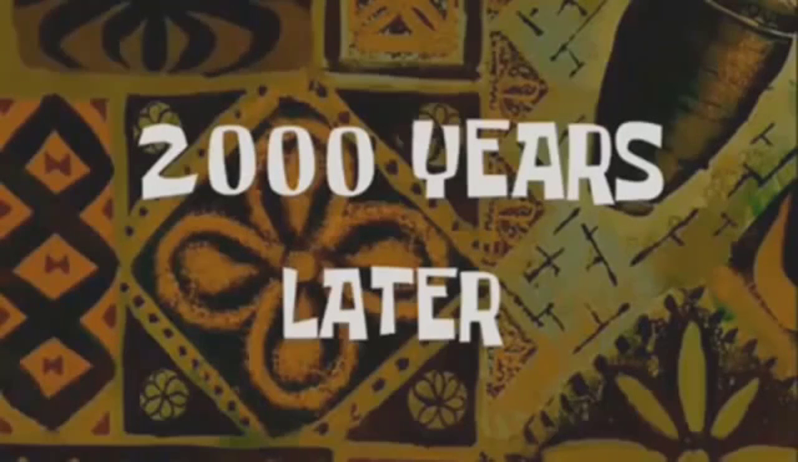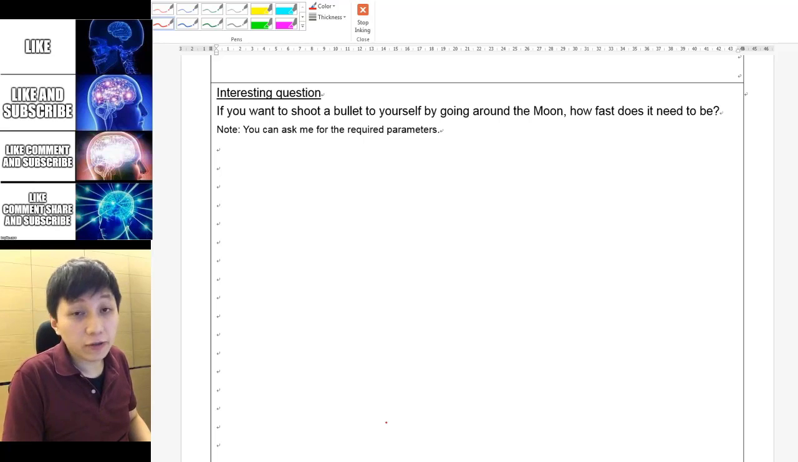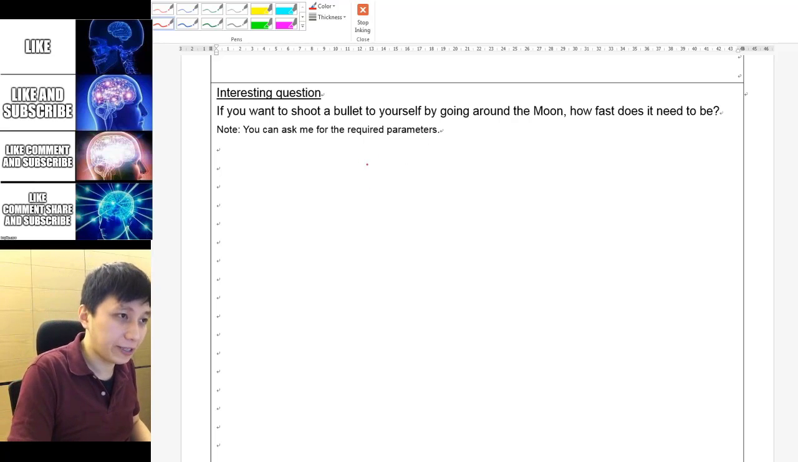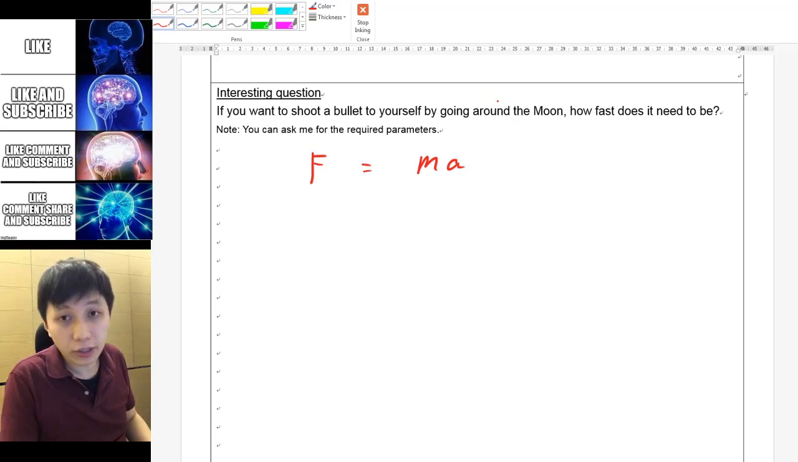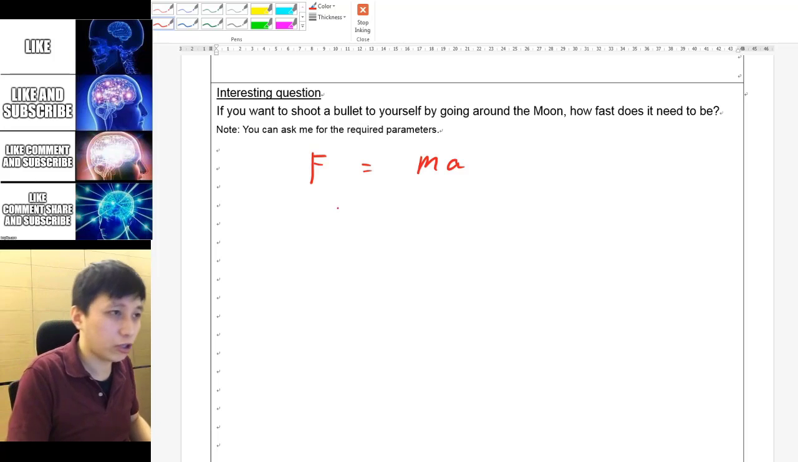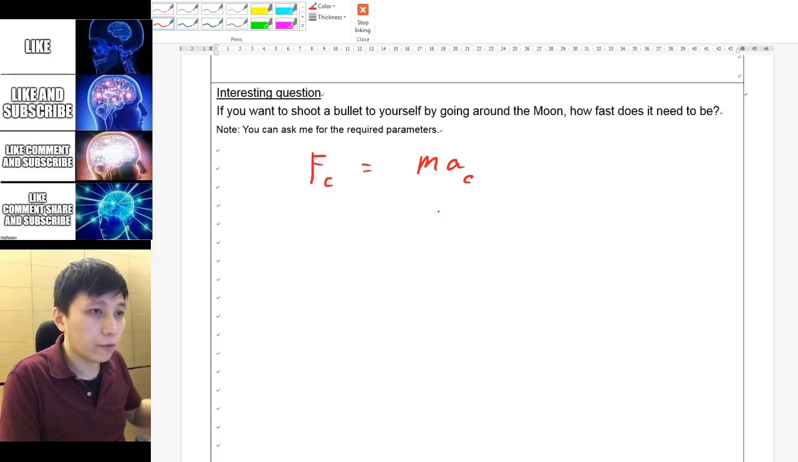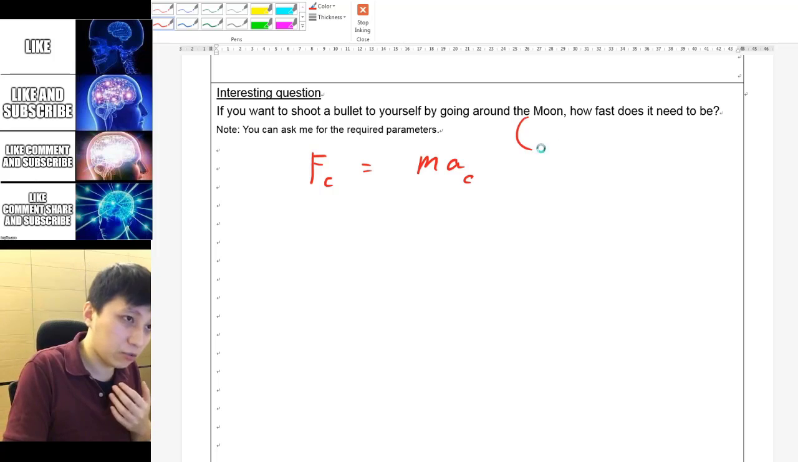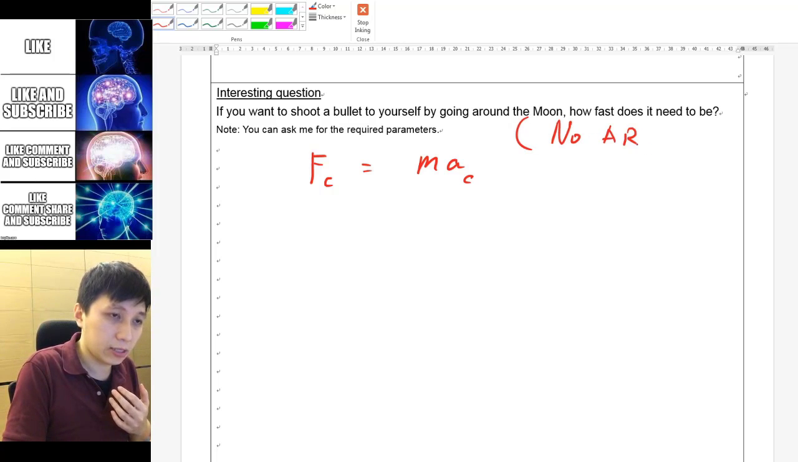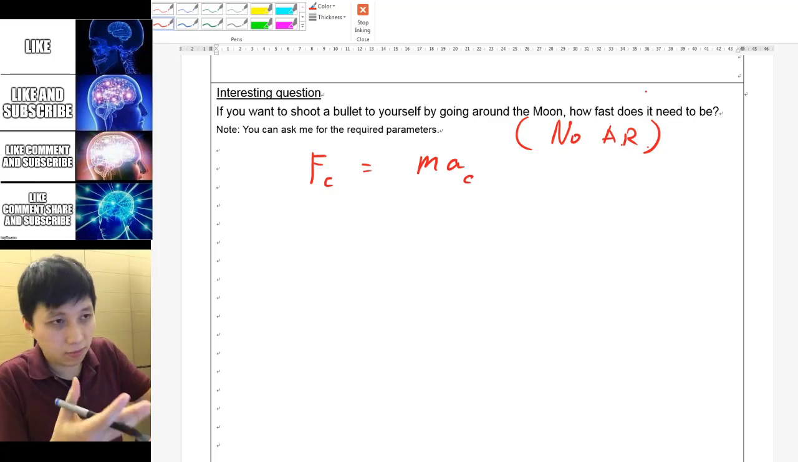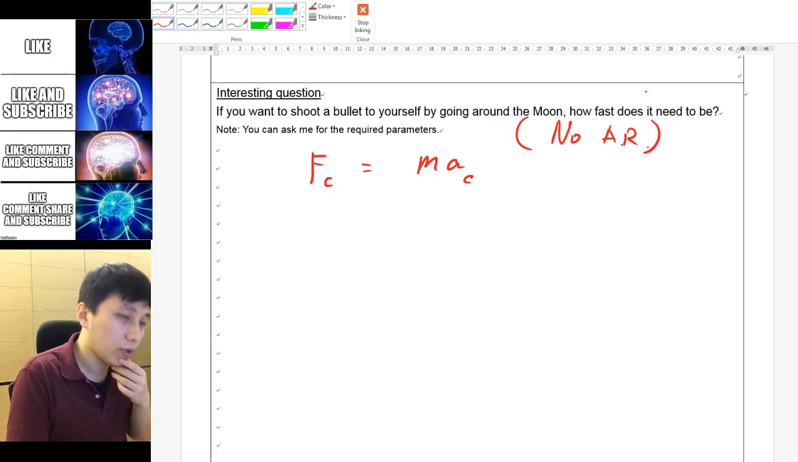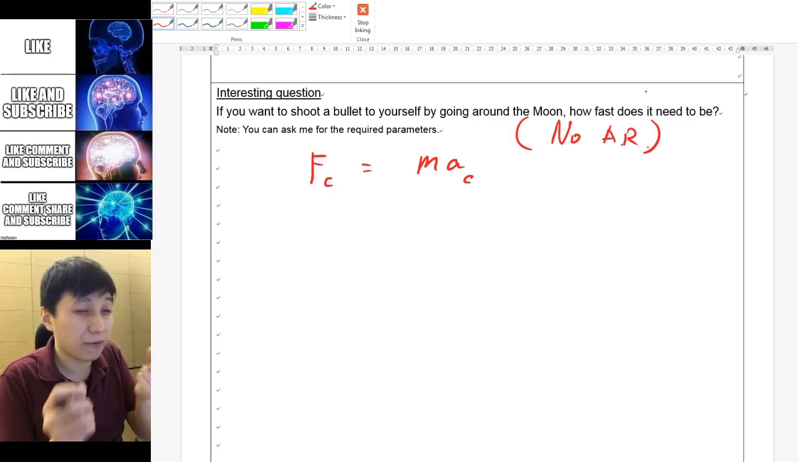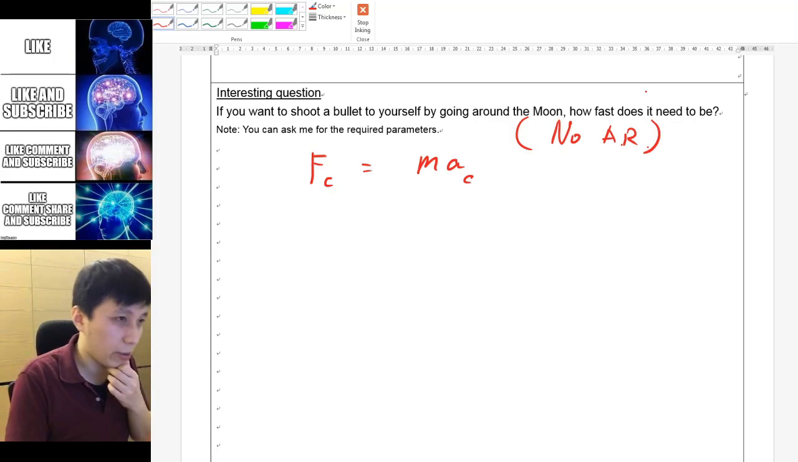2,000 years later. If you watched a previous video, this shouldn't be hard for you. Let me show you how we can do it. So once again, we have to use F equals ma, applying to a circular motion, because that is exactly what we just mentioned for centripetal force and centripetal acceleration. So the force maintaining the bullet's motion, and by the way, we are assuming no air resistance. That's one of the reasons why we want to do it on the moon. There's a tiny bit of air, but we can assume there's no air at all.